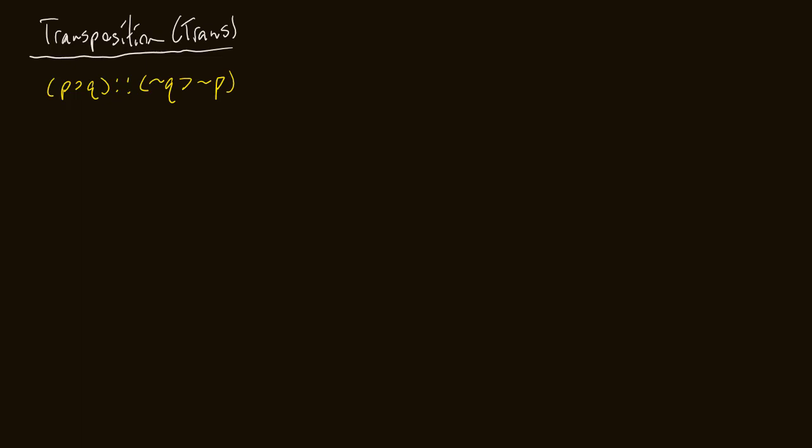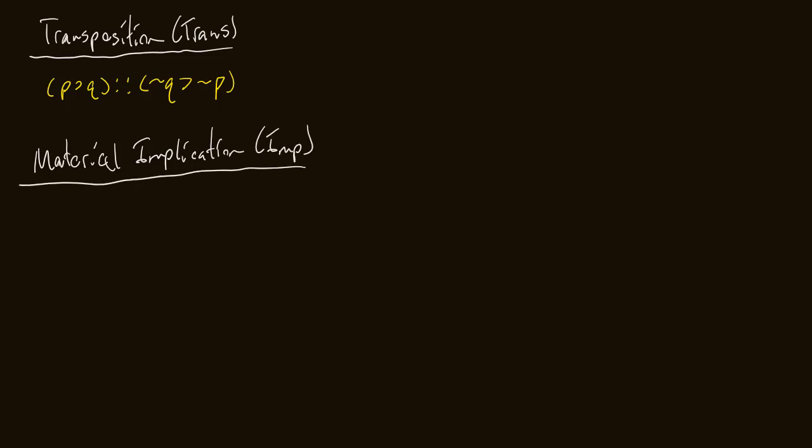Pretty straightforward. The next thing we want to look at, let's go back to our white color, is material implication, or just implication, because we're going to shorthand this with imp. What is this going to tell us? Material implication tells us that if we have P then Q, that is logically equivalent to not P or Q.